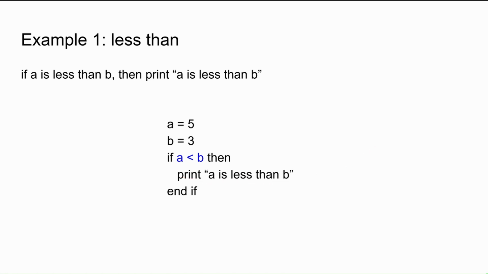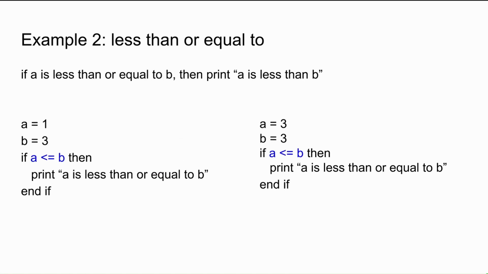But now I have changed A to 5. In this case, the condition wouldn't be true anymore, because A is not less than B. So in this case, the print wouldn't happen. Now, for the second example, I'm going to use the less than or equal to operator.